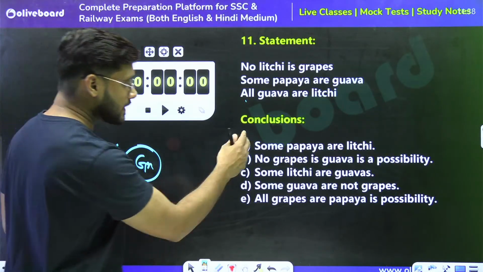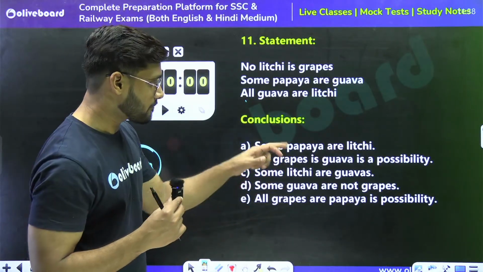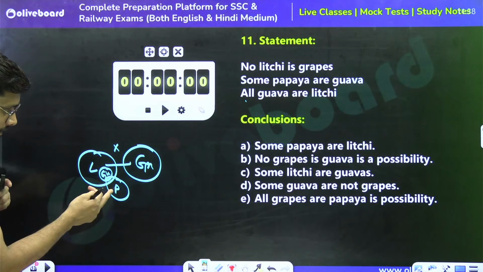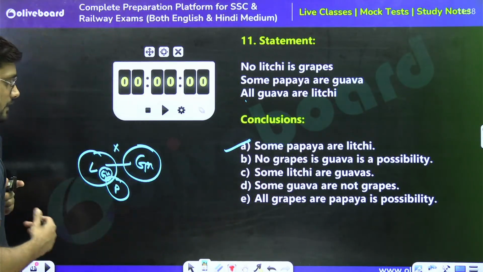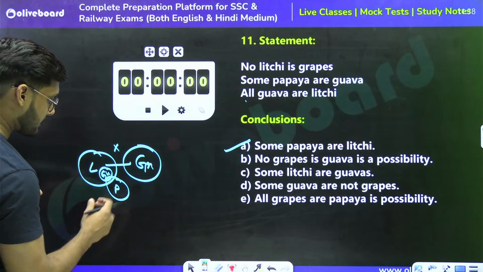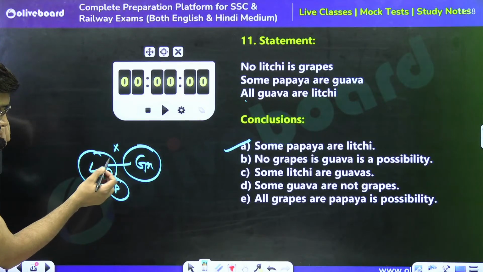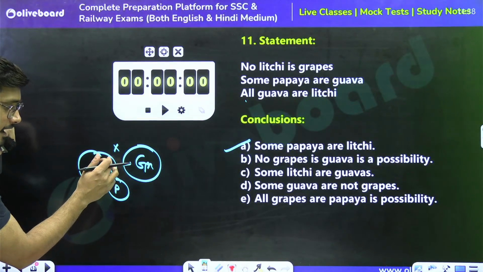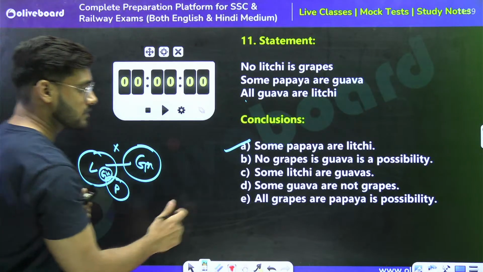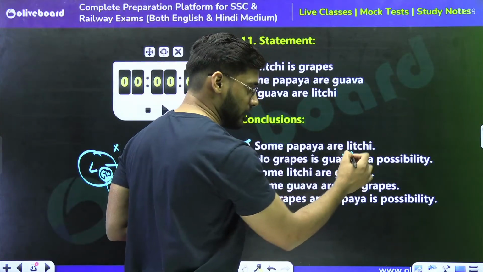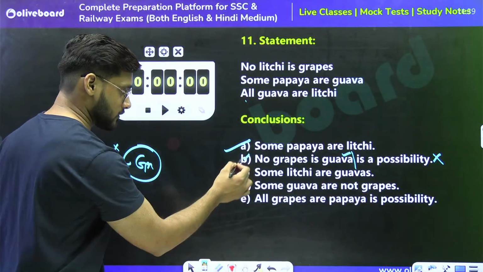Now we need to find which conclusion is true. Some papaya are lychee. Yes, this is true. No grape is guava is a possibility. Grape is not having any relation with lychee. If grape is restricted with the outer element, grape will be restricted with the inner element, so no grape is guava. This part will be true. If this part is true, the possibility will be wrong. So this one is wrong.